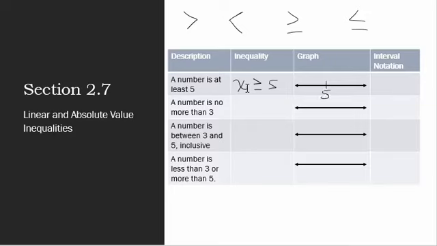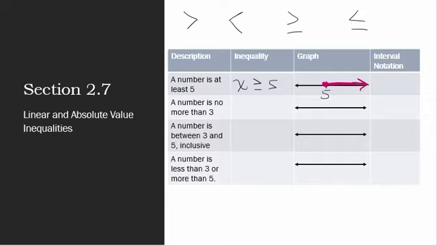I also want to graph this on the number line, and so shade in any of the numbers that will work and satisfy this inequality. So I shade numbers that are greater than 5. But 5 also would work, so I'm going to shade in 5.